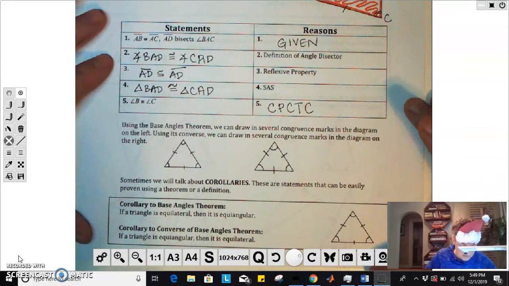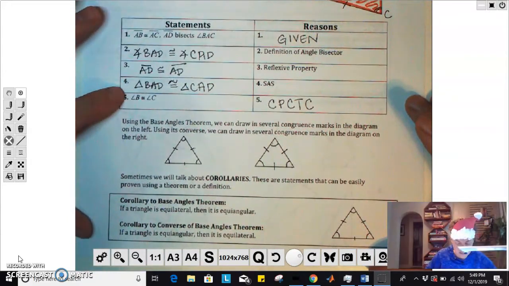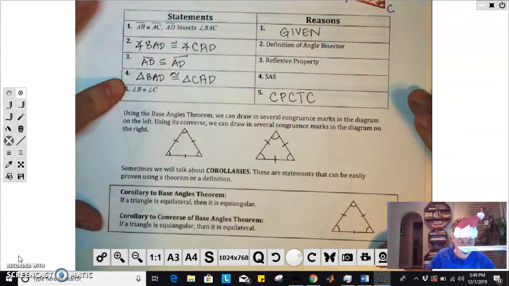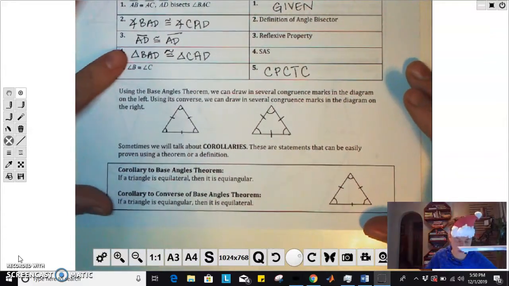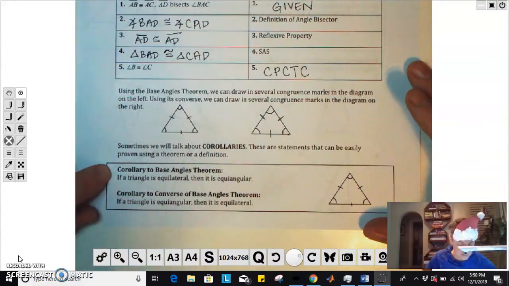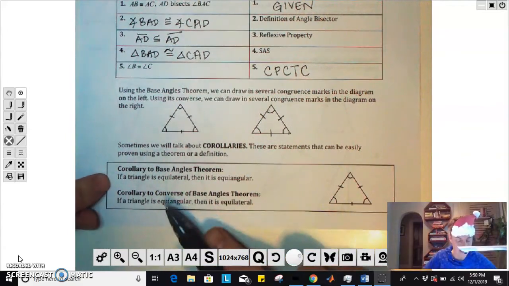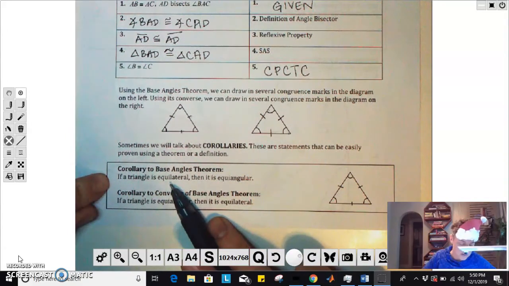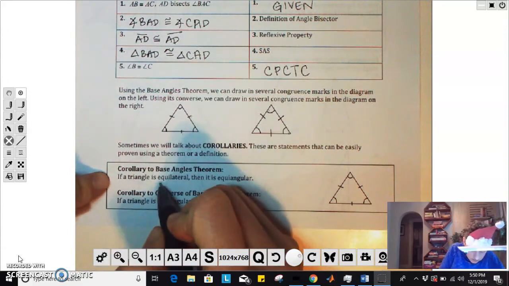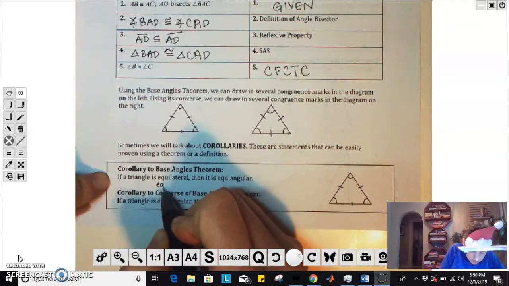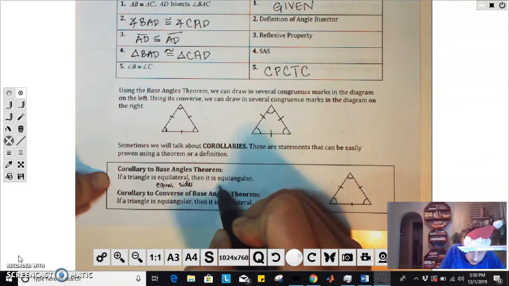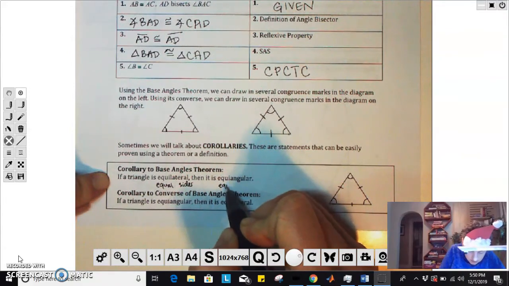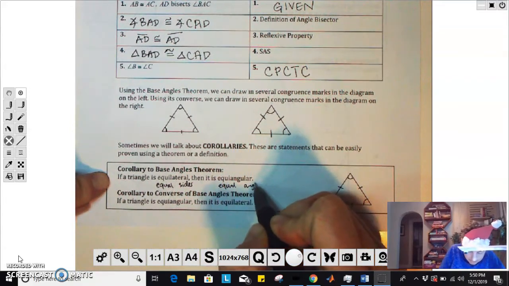Yeah. Sometimes we talk about corollaries. These are statements that can be easily proven using a theorem or a definition. They kind of logically follow from that theorem. So the corollary to the base angles theorem says if a triangle is equilateral, meaning all of its sides are what? Equal sides, then it's equiangular. It's got equal angles.